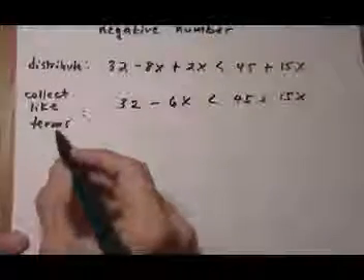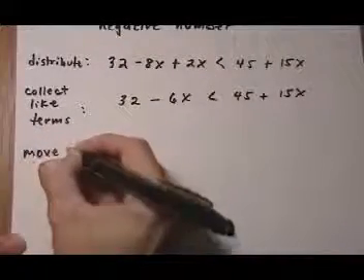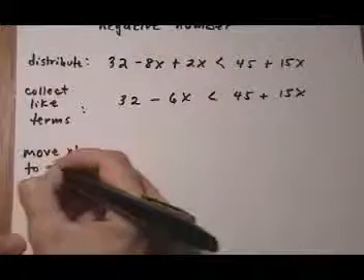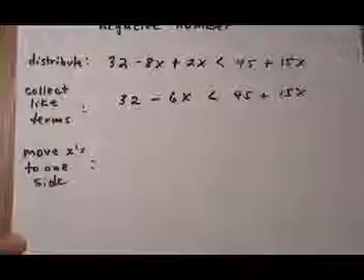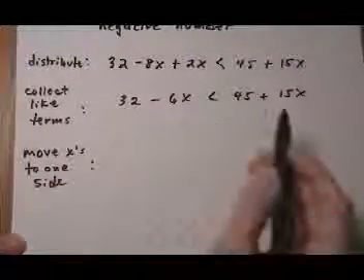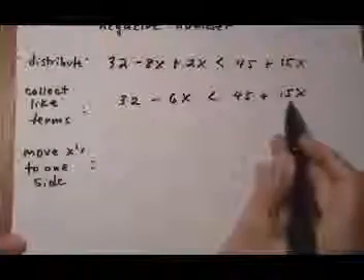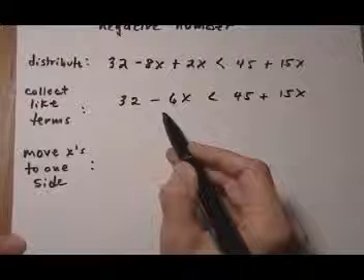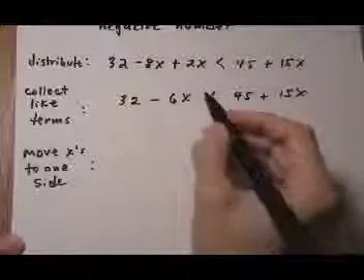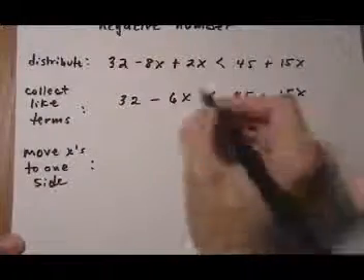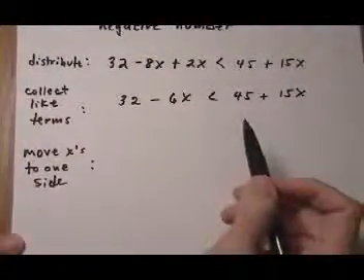After we collect like terms, we want to get all x's to one side. So move x's to one side. We're going to move them either left or right. In this case, I'm going to move them left because I want to end up with a negative in front of the x. That way you're going to see how to deal with that in the final step. But we could move them to the right and avoid having a negative, and then you can avoid having to worry about flipping the inequality.